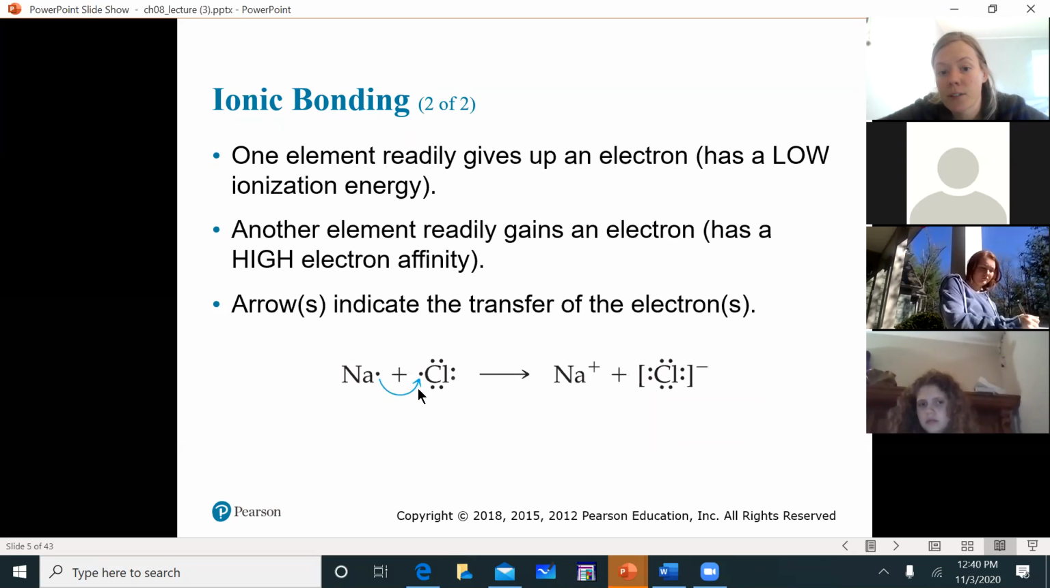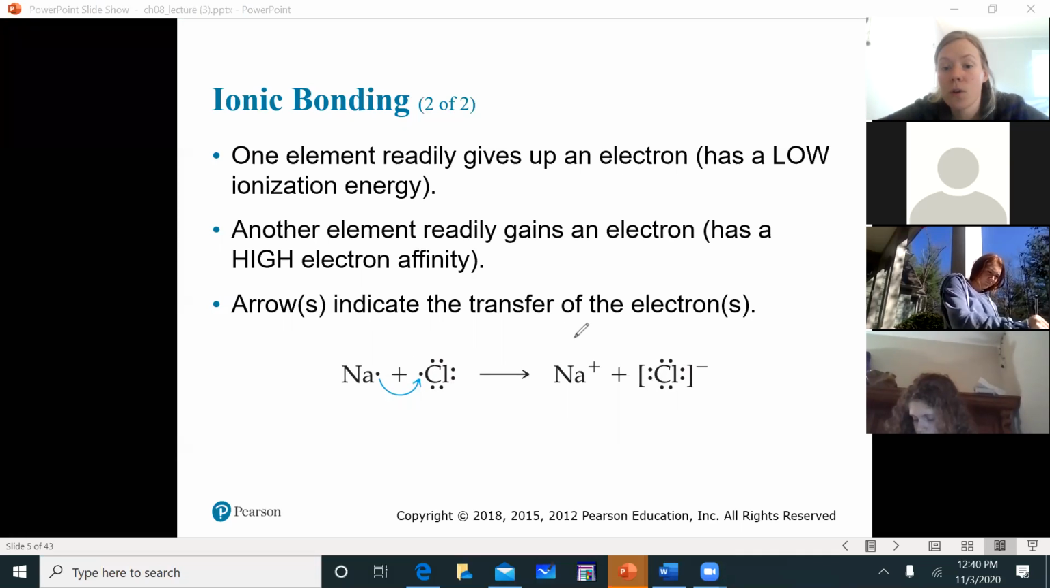When this electron transfers over, what happens to that set of 7 electrons? It now becomes 8 electrons. We've satisfied our octet rule. So by transferring this 1 electron, sodium has 8 in its outer shell, and chlorine also has 8 in its outer shell. So they've both satisfied their octet. Now, sodium has a plus charge and chlorine has a minus charge. So what happens to a plus and a minus charge? They're going to stick together, and now you've got an ionic bond.